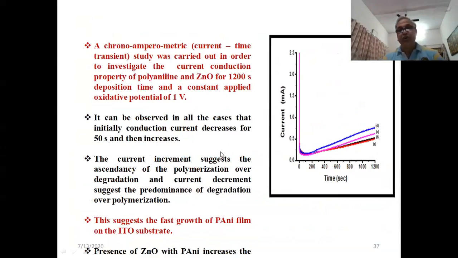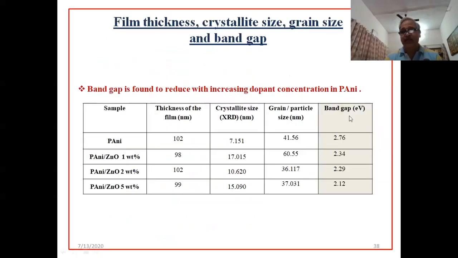Okay. The chronoamperometric study was carried out in order to investigate the current conduction properties of polyaniline and ZnO for 1200 second deposition time and a constant applied voltage of 1 volt. Here initially at 50 seconds the current decreases, after that the current increases. The increasing current represents the deposition of polyaniline on the substrate, and this is the band gap of polyaniline.